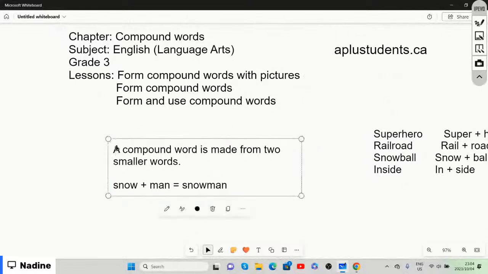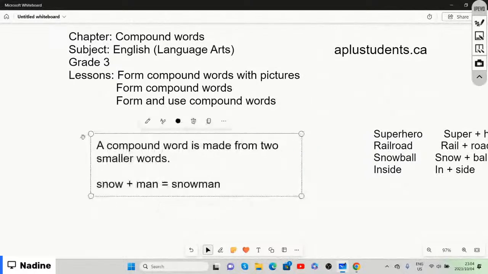All right, so compound words. A compound word is made from two smaller words, right? So it's basically two smaller words that can stand on their own, and the meanings of these two words are of course different. One word means something, the other word means something else. But as soon as you put these two words together, the meaning changes.